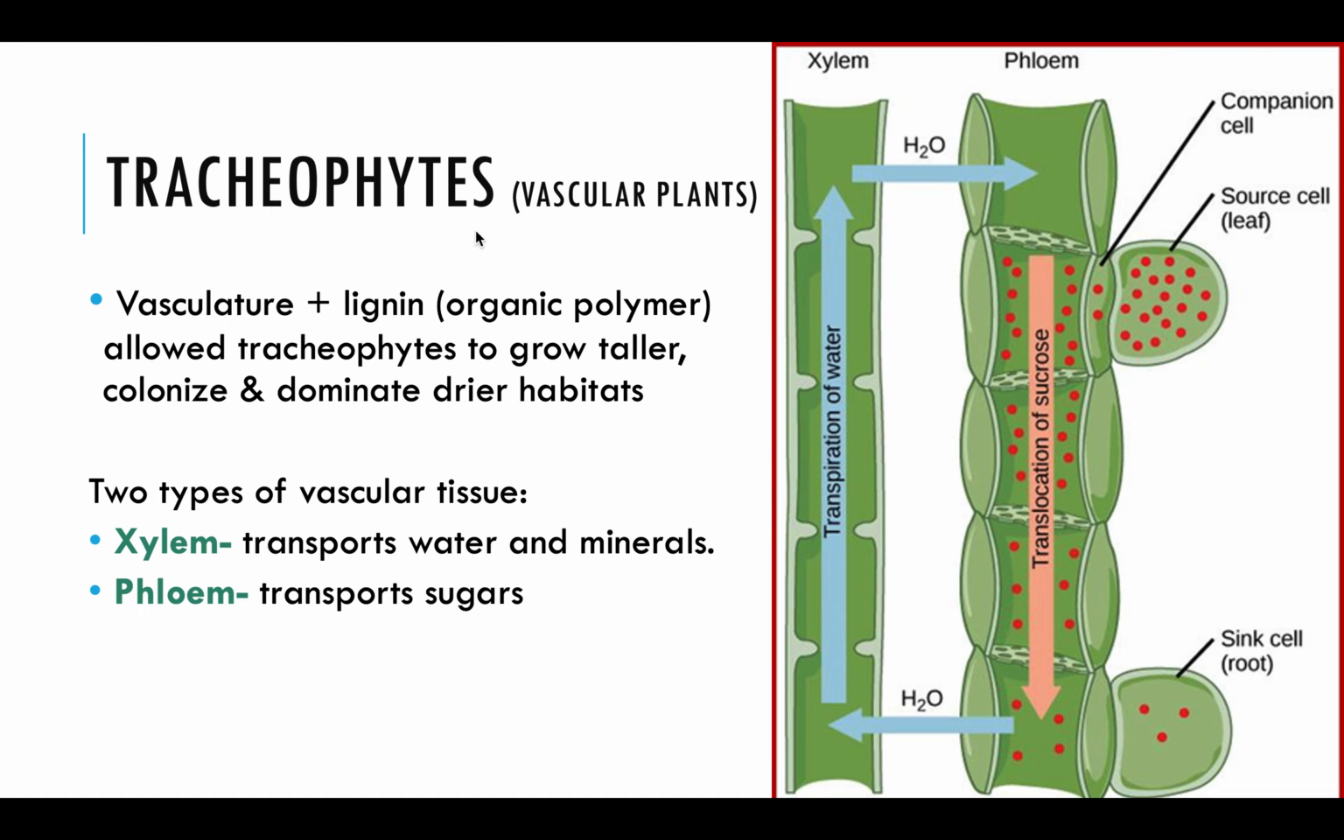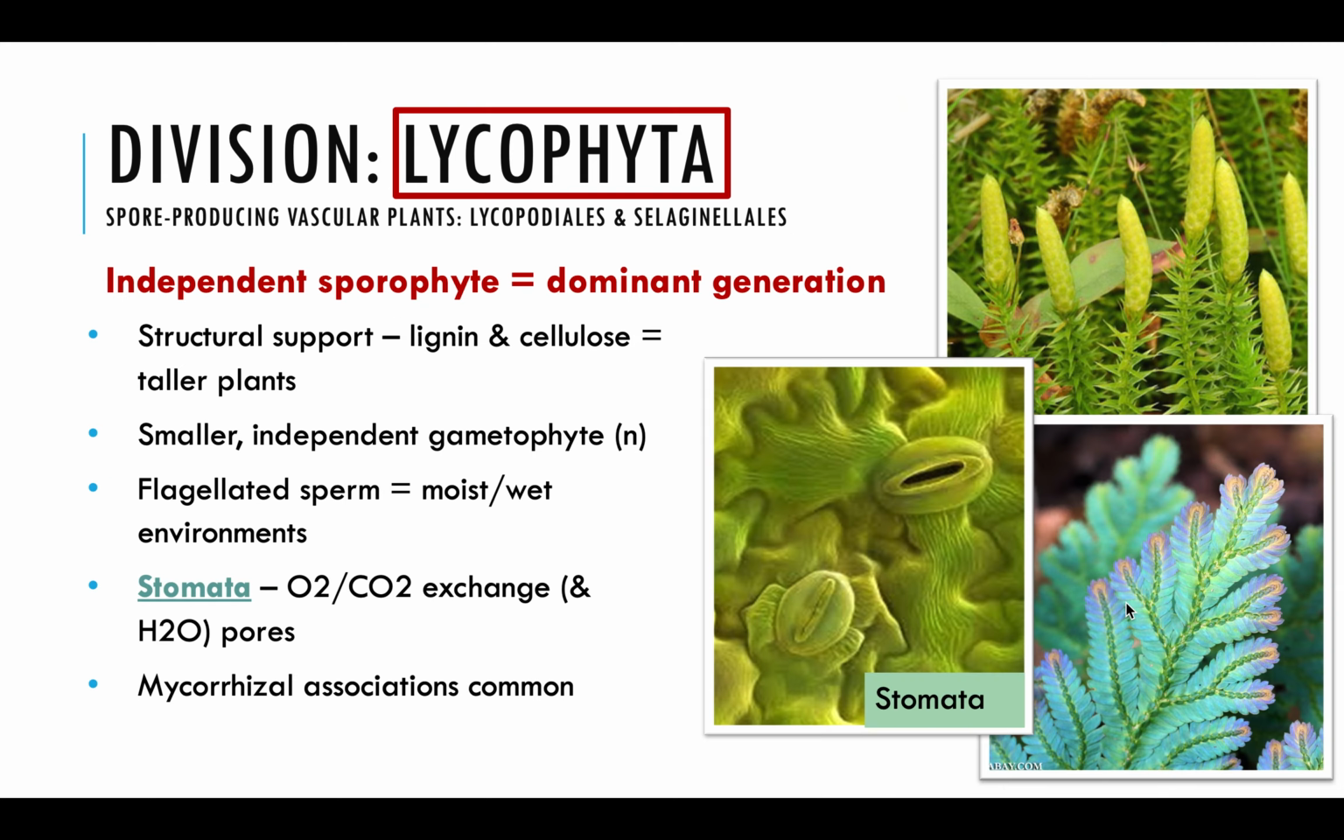So tracheophytes just means that the plant has vascular tissue. And the two types of vascular tissue you're going to be responsible for knowing are xylem and phloem. I like to say that the xylem transports water and minerals from the roots up to the rest of the plant. And the phloem flows down, right? So it's transporting sugars or photosynthetic products from the photosynthetic parts of the plant, like the leaves or the stems, down and all around to the rest of the plant, okay?